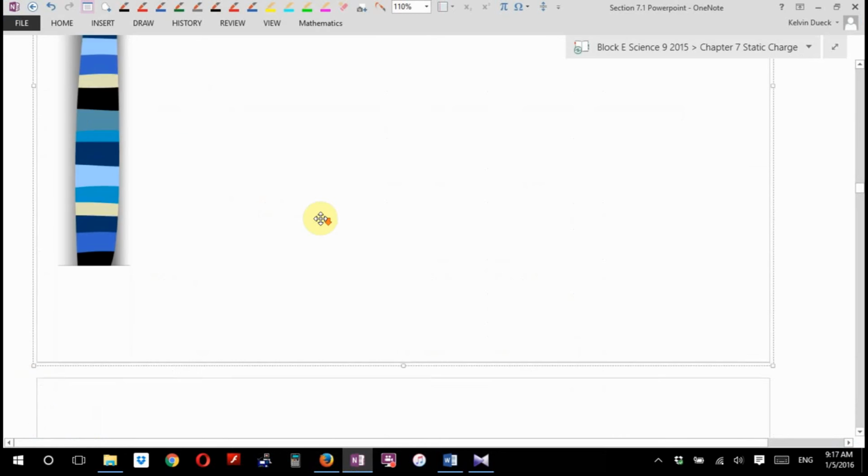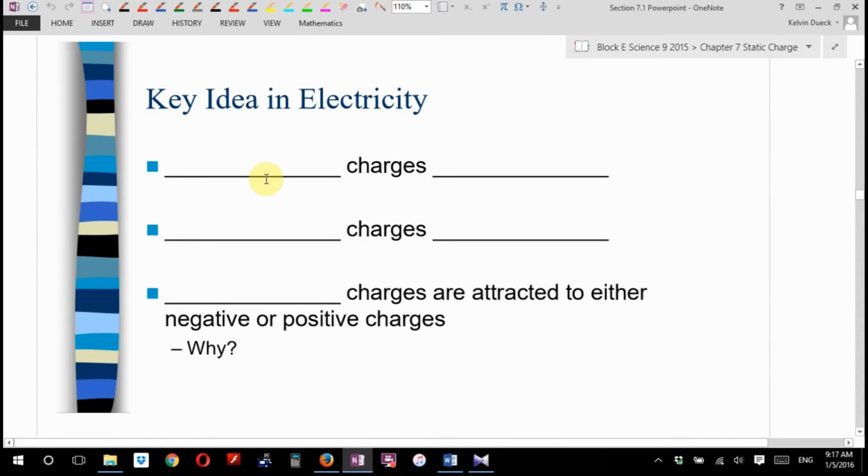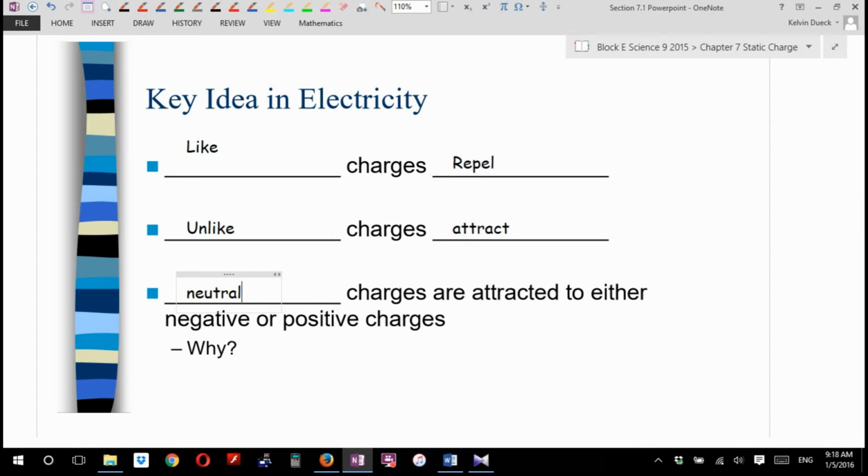Let's continue. So here is the key idea in electricity. Like charges repel. Much like when Cole calls a girl up for a date. Unlike charges attract. And then here's the one that explains why, when you ripped that piece of tape off, most of you found that it glommed onto your wrist. It turns out neutral charges are attracted to either positive or negative charges. Why are neutral charges attracted to both?